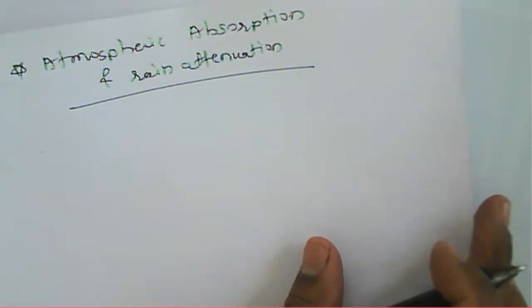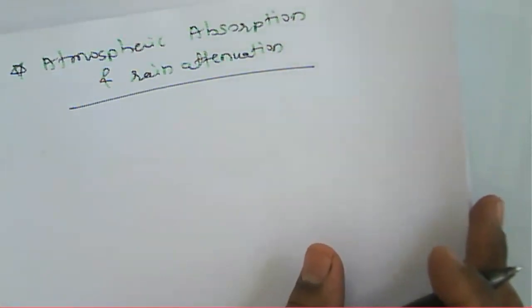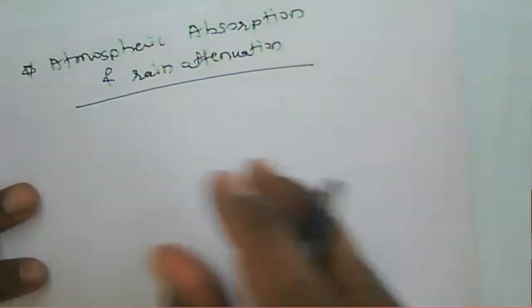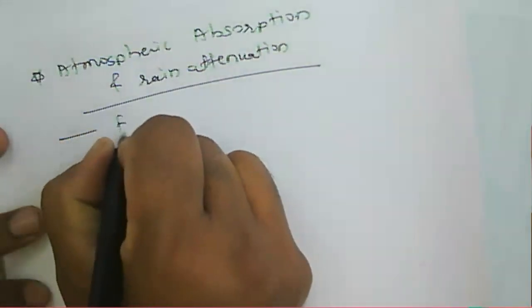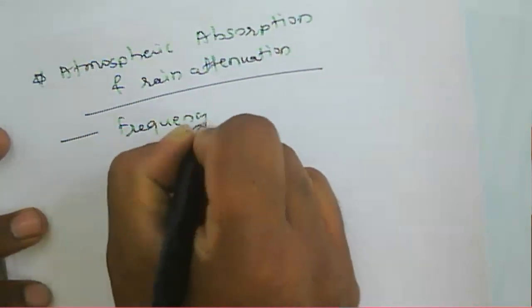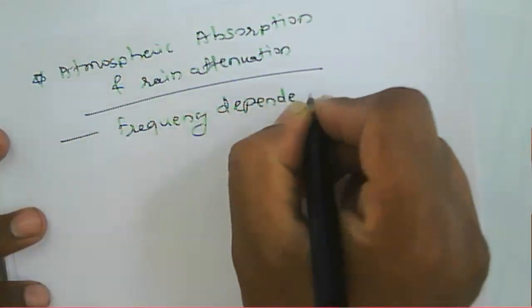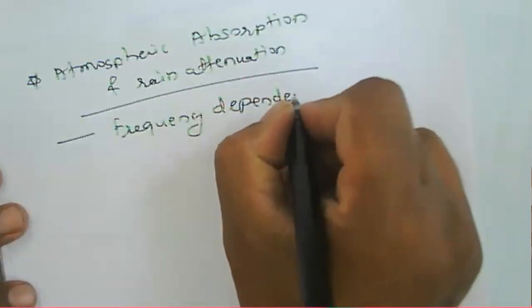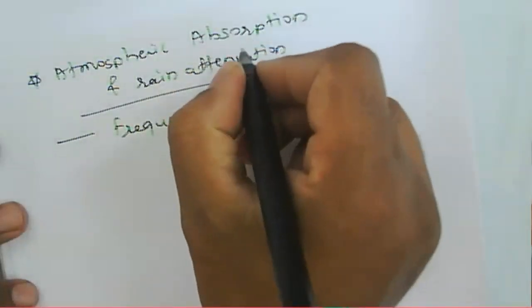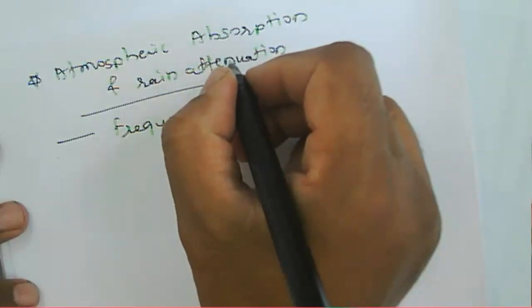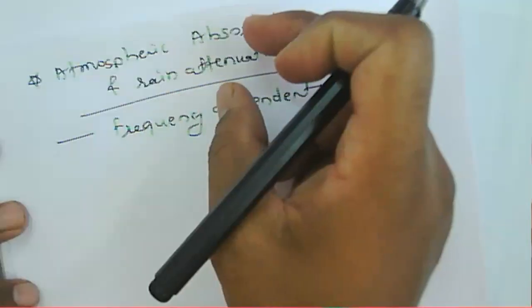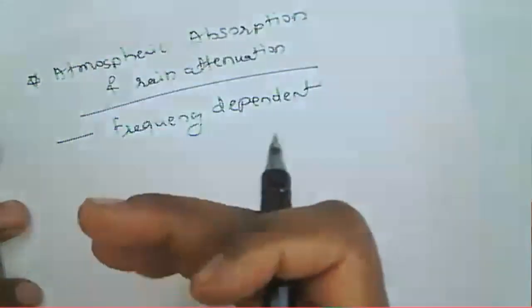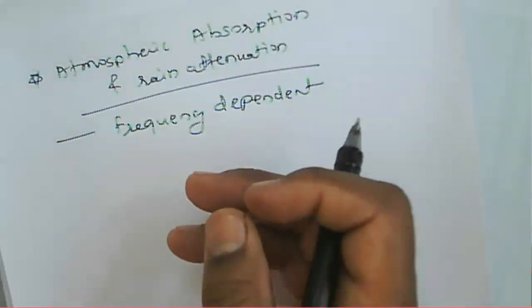We say that when electromagnetic waves are propagating, attenuation or absorption of the signal will occur, and that absorption or attenuation depends upon the frequency. So we say it is frequency dependent. That attenuation or absorption again depends upon the frequency.